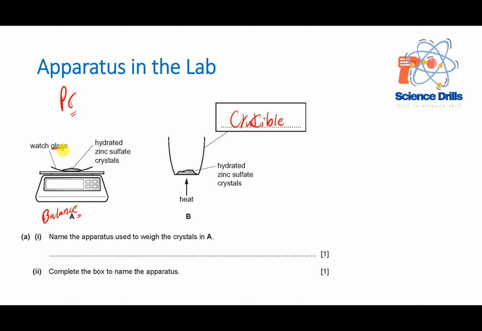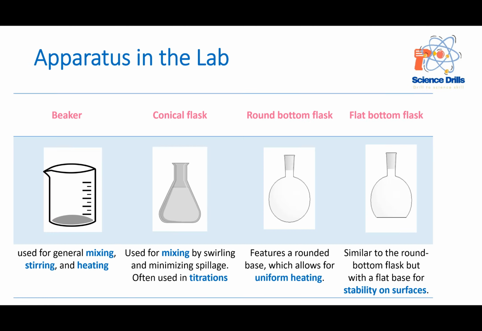And look at this, this is the watch glass. It looks like the evaporating dish, but the evaporating dish is sometimes more concave, and sometimes we add an arrow to mention that it is heating, so it's suitable for heating, and the watch glass is not suitable for heating.